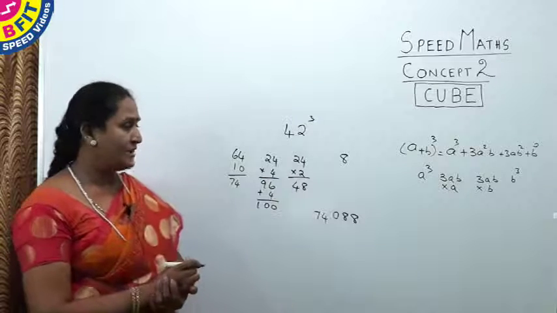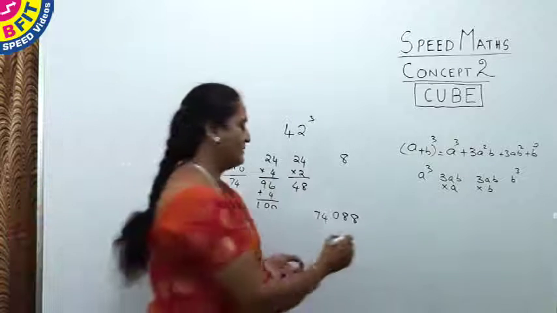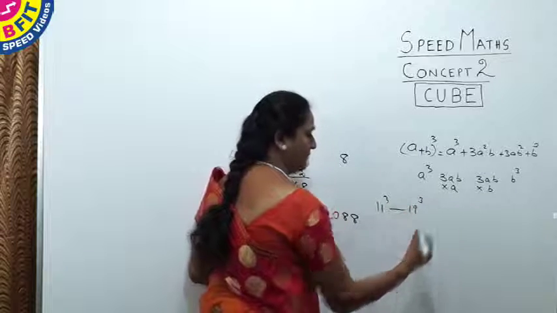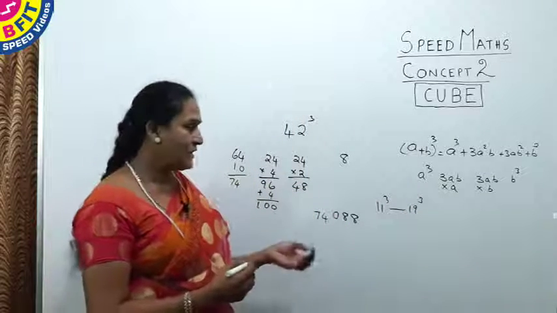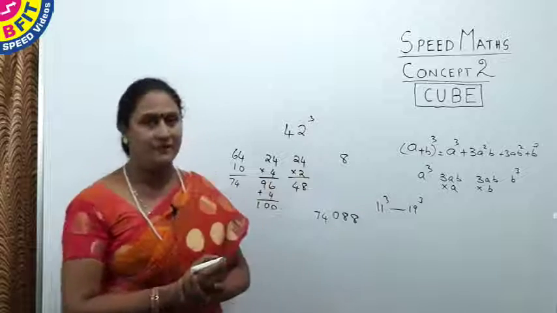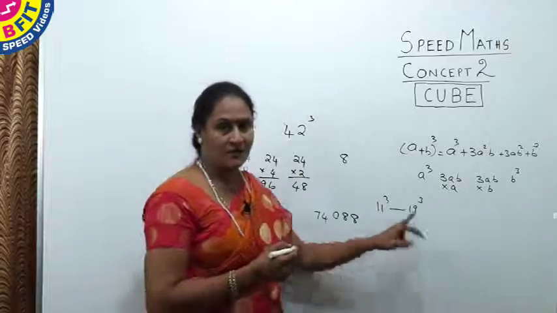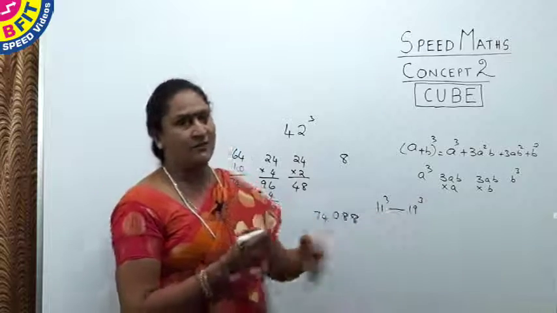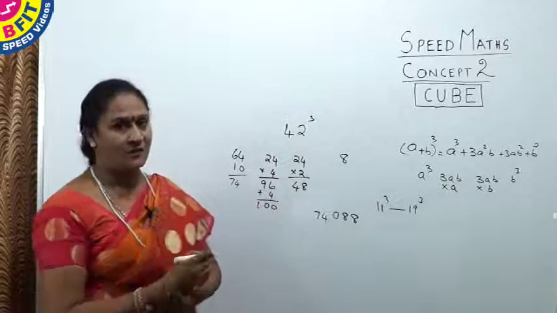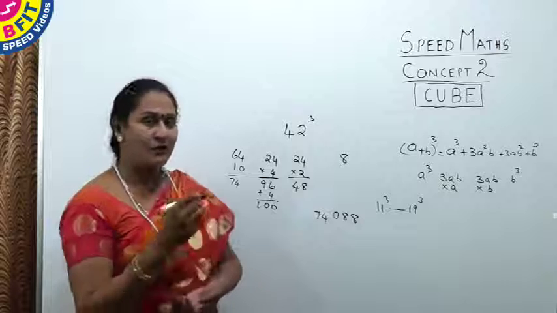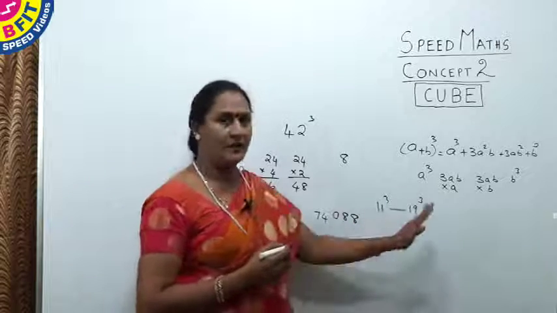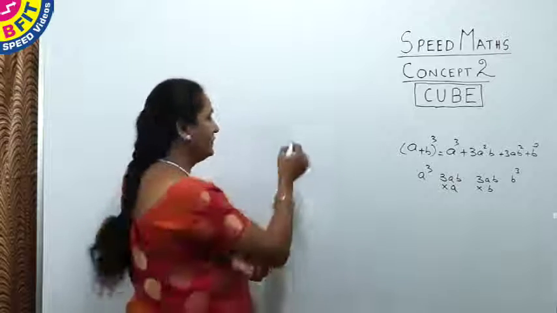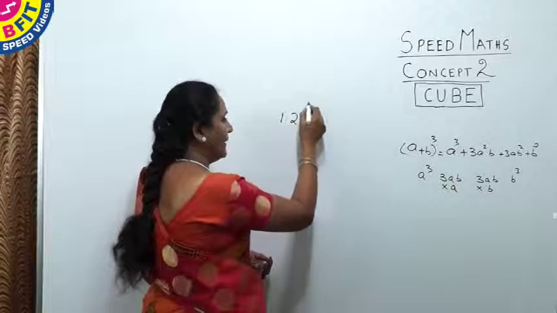So friends, now in exams, mostly they ask questions on cubes of numbers from 11 to 19. So we'll see how to find cubes of these numbers. Here the tens place starts with 1. If it starts with 1, either the tens place or the unit place, the working will become easier. So we'll see how to find cubes of numbers from 11 to 19 with an example. Let us find the cube of 12.